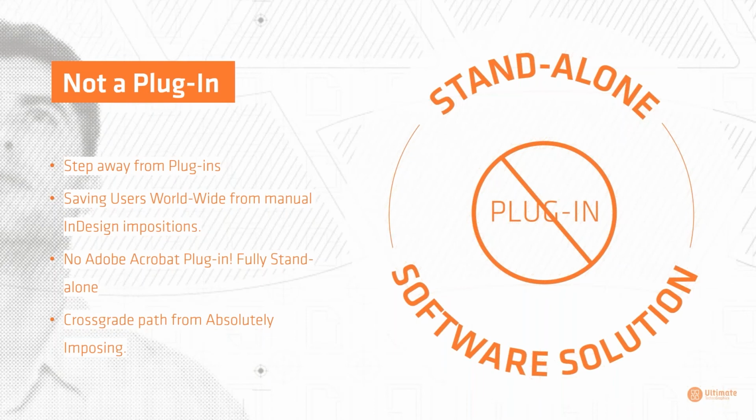The fact that it is not dependent on Acrobat or any other software means that you won't face issues where an Acrobat update or upgrade might break your plugins. Some of you have experienced this in the past, and being standalone offers you a more robust, faster way of generating your print-ready file. For those of you that had or have Absolutely Imposing, which was our entry-level solution, there is a migration path where you can upgrade or cross-grade from your Absolutely Imposing plugin to Ultimate ImpoStrip Must.